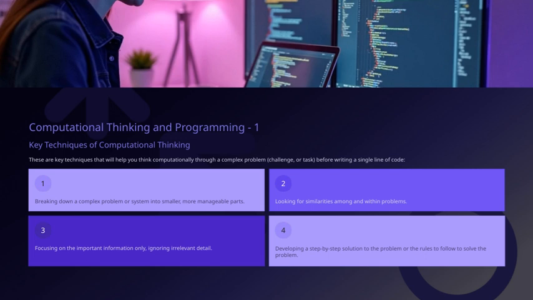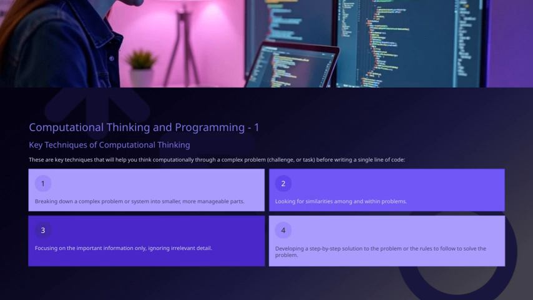First, looking for similarities among and within problems is really important. It helps us recognize patterns and commonalities that can guide us toward solutions. Next, focusing on the important information means we filter out irrelevant details and concentrate on what truly matters. This keeps us efficient and clear-headed. Then, breaking down a complex problem or system into smaller, more manageable parts makes the whole process less overwhelming. It's like solving a big puzzle step by step.